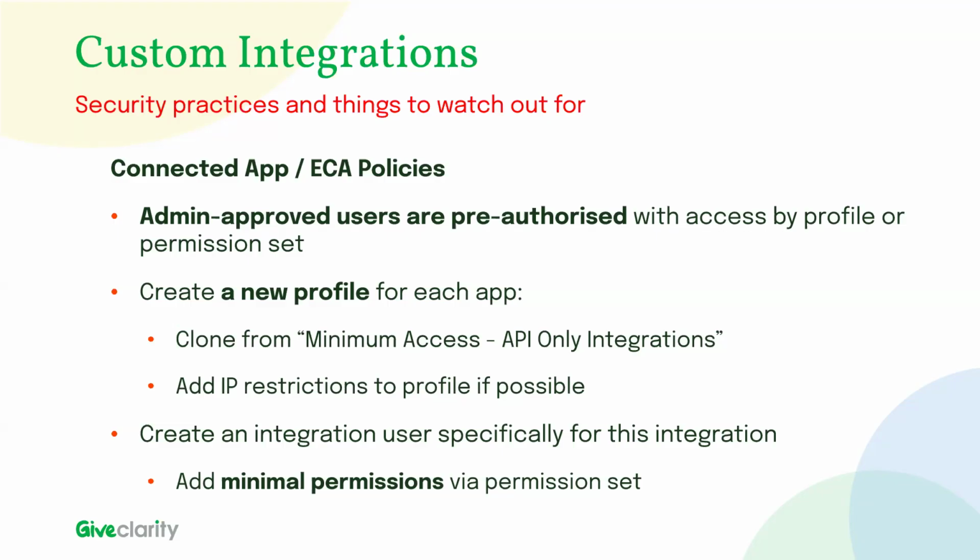The API only integration license is generally a good idea to use if you can. You're allowed 5 users under that for free, which is quite handy, and it's often quite suitable for these sorts of integrations. And then in terms of the permissions, again, you want to keep this minimal to what the integration user really needs to be able to access in the org.